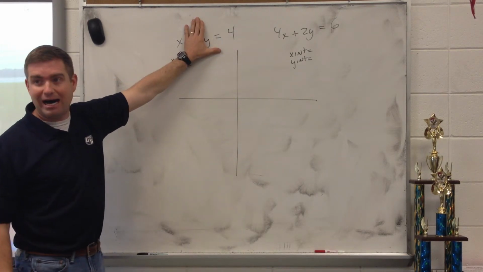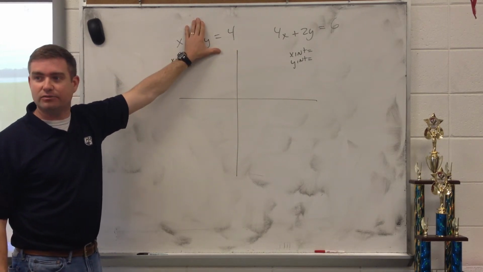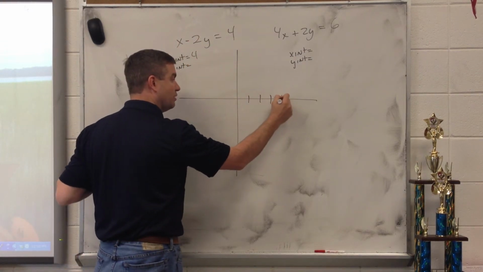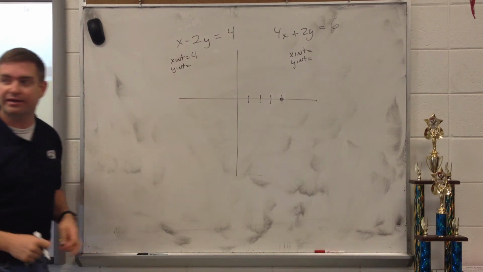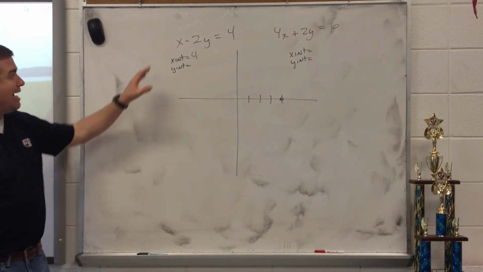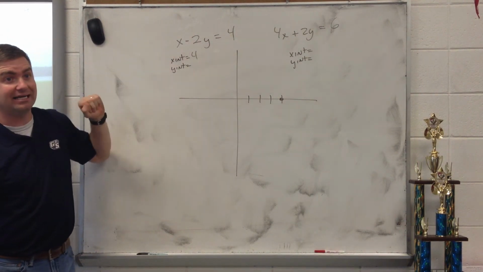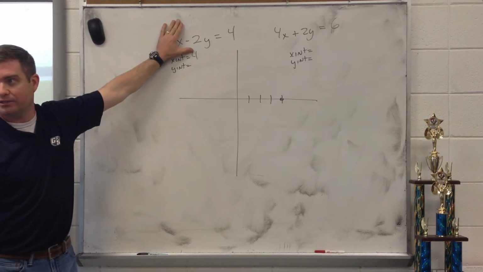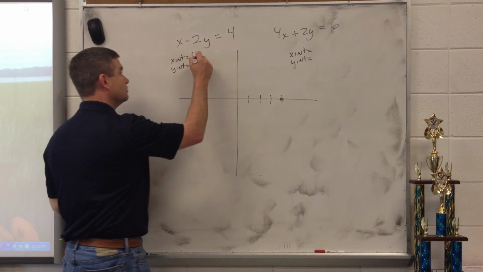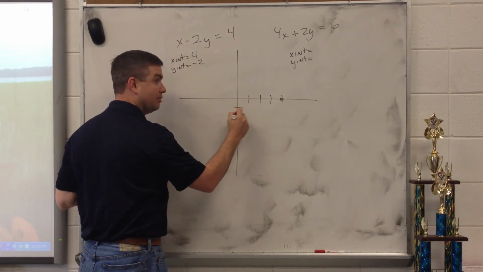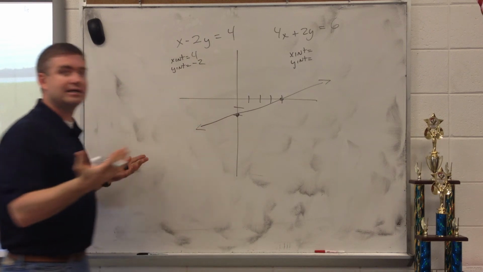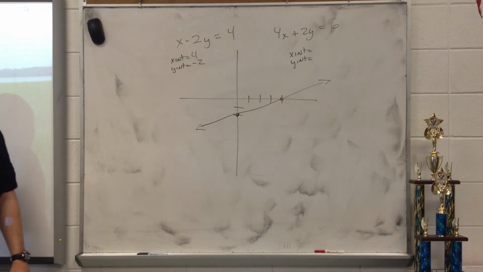So if I cover up Y, what is it telling me that X equals? 4. See how easy that is? The X-intercept equals 4. 1, 2, 3, 4. I put a dot. Boom, I'm halfway there. What is the Y-intercept on this problem? How do I find it? Cover up X. What is the Y-intercept? -2. So here's -2. I put my dot, and there's my line. Best you can. Doesn't have to be exact.